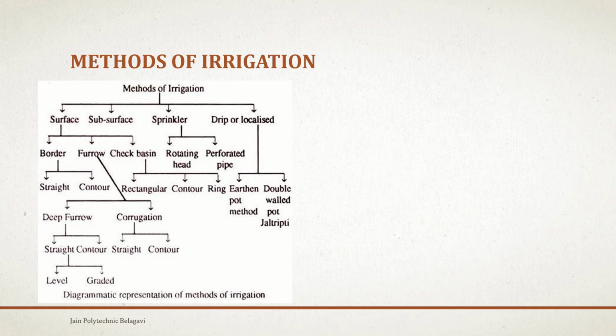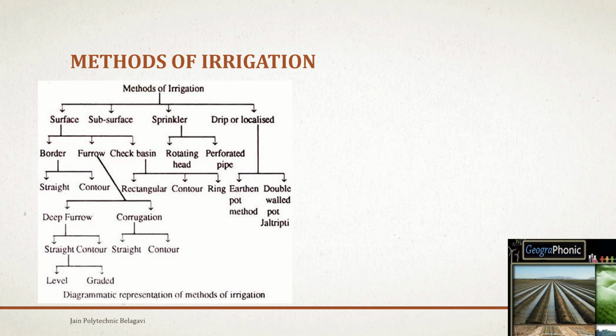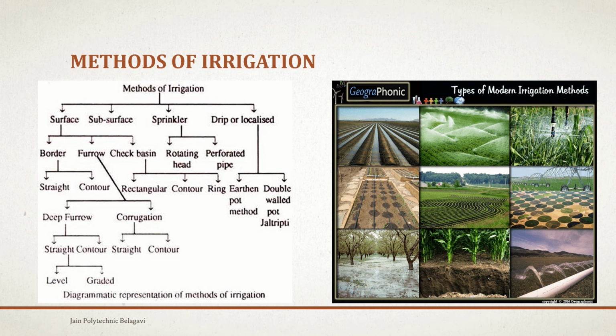Next we'll come to sprinkler. In that we have two: one is rotating head and one is perforated pipe. Next we have drip or localized. In that, two types: earthen pot method and double wall pot, jal tripti actually. So these are the different irrigation methods in modern systems.